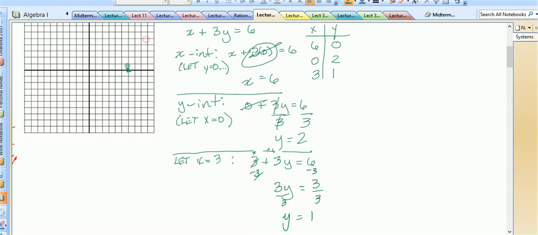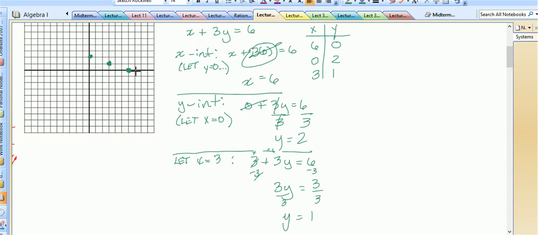Okay, so 0 left to right, up 2, that's there, and 3, 1. 1, 2, 3, positive 3 to the right, and up 1 is here. So we're doing pretty good here, okay? So let's go ahead and fill in the line, okay? So here we are, let's do that.